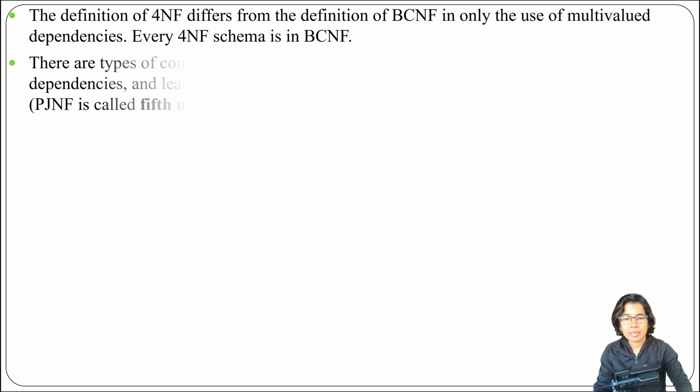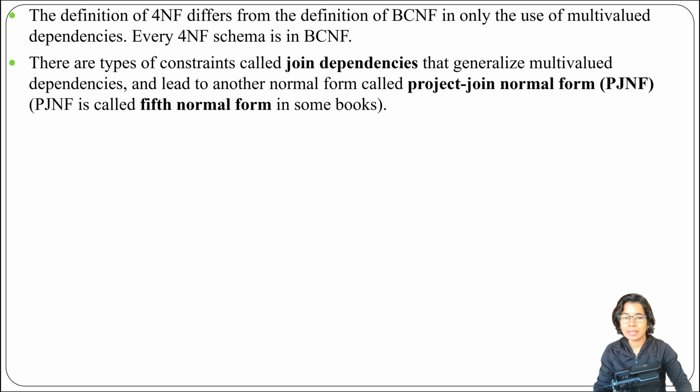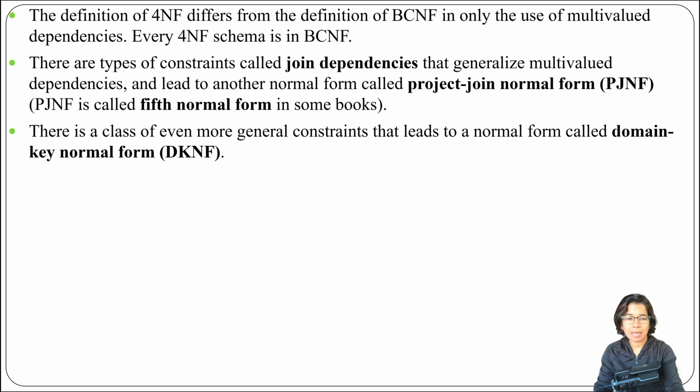There is a type of constraint called join dependency that generalizes multi-valued dependency, and it is also called project-join normal form, or we can say fifth normal form. There is another normal form called domain key normal form. But generally in exams, questions are asked till BCNF. 1NF, 2NF, 3NF, BCNF, 4NF, 5NF, these are just in theory.